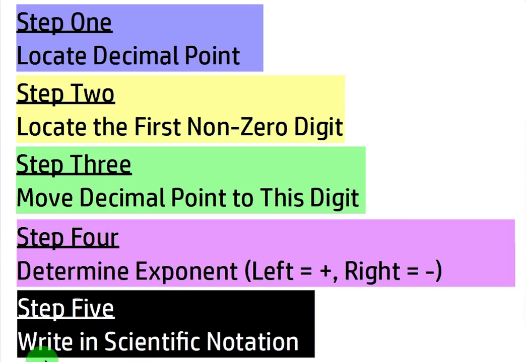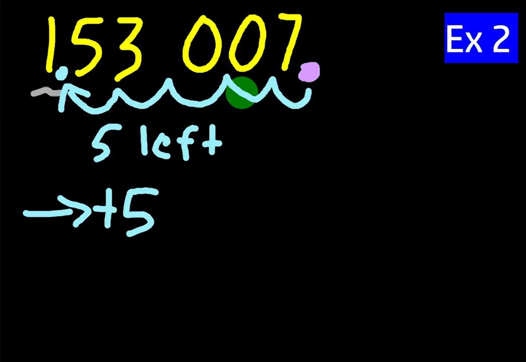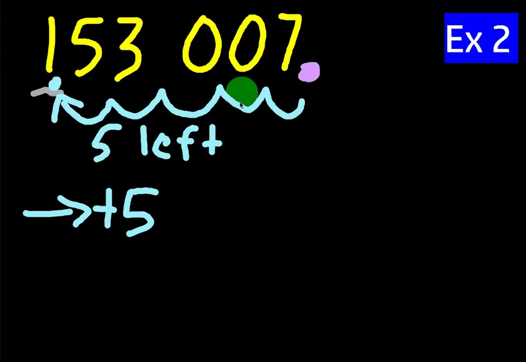Alright, and then the final step is just to write this in scientific notation. We can see now where our new decimal place is. It is right here. You might be thinking, can I just write 1.53 and forget this? Well, if you want to round to 3 digits, then it would just be 1.53. I'm going to keep these for this example because this 7 is significant, so you have to include all of these digits.